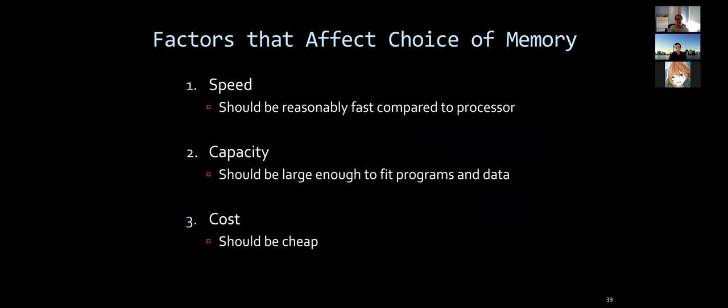It's speed. So it should be reasonably fast compared to the processor. It's capacity. So I want large enough memory to fit my programs. And cost. It should be cheap, right? No one's going to buy slightly faster memory for a 3x increase in price, right? And that's what would happen if you had issues with density, for example. There are other aspects like reliability, fault tolerance, but I'm not going to go into that right now.